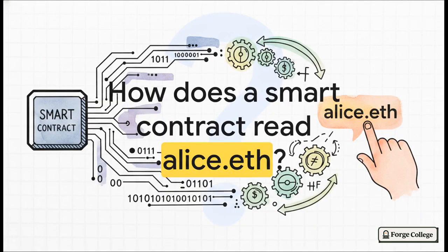Okay, so think about this for a second. How does a smart contract actually read alice.eth? The truth is, smart contracts are basically notoriously stubborn bureaucrats. I mean, they are highly efficient calculators, sure, but if you hand them a human-readable string like alice.eth, they'll just stare at you blankly and reject your paperwork. They literally don't understand text the way we do. So how do we bridge that gap? How do they know where to actually send the funds?